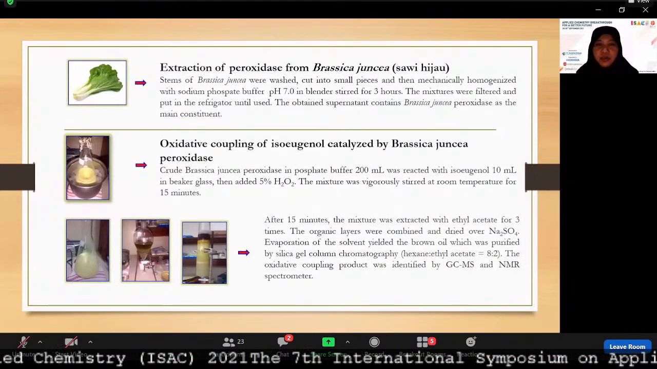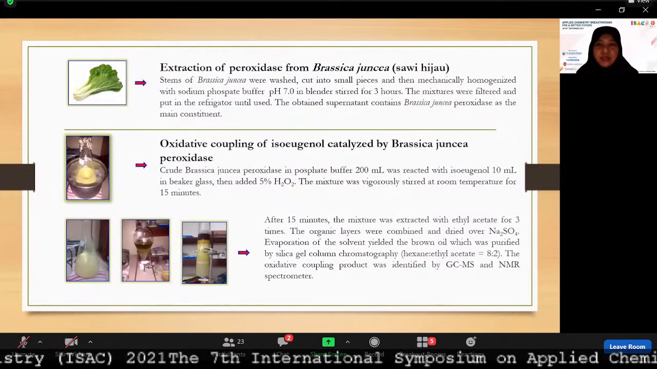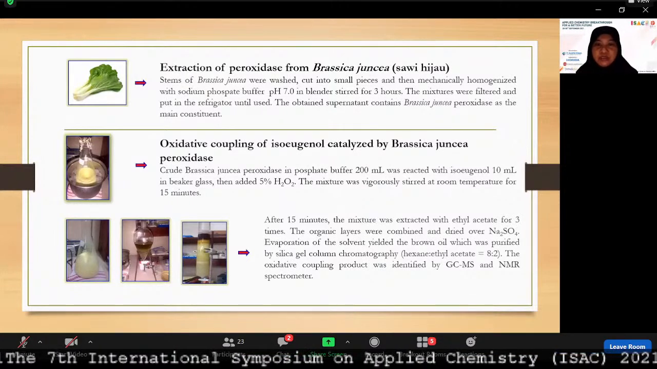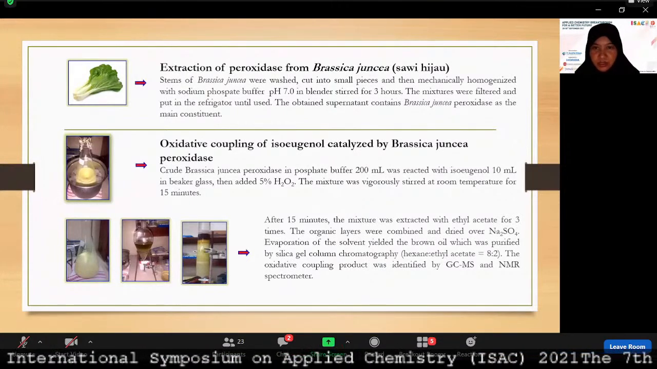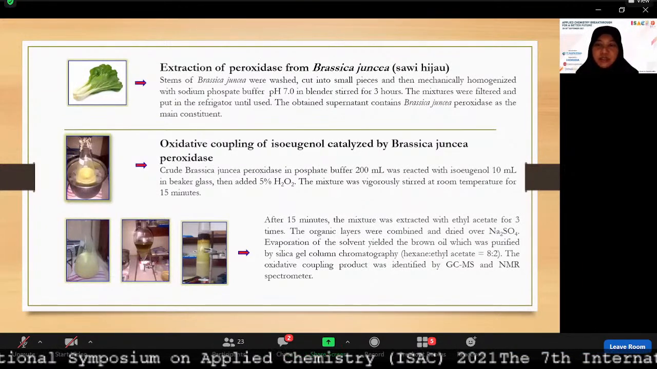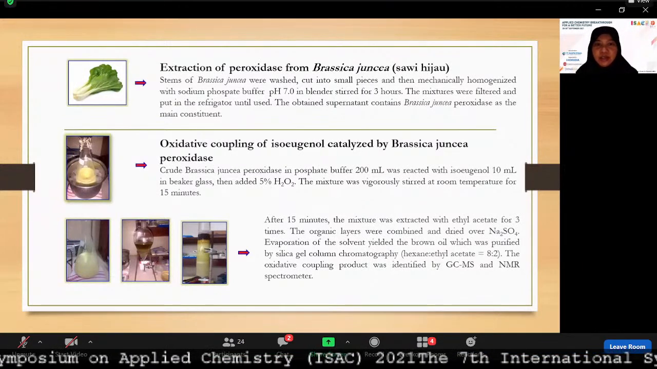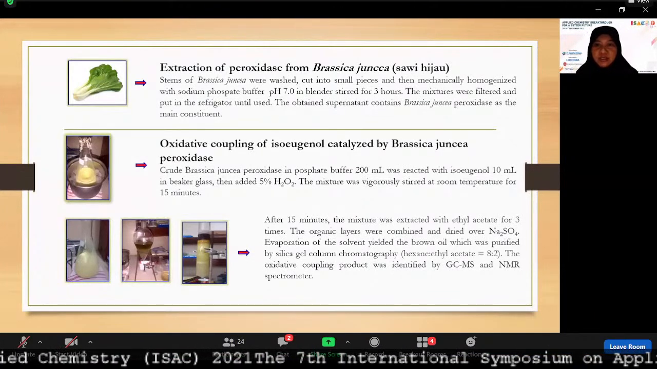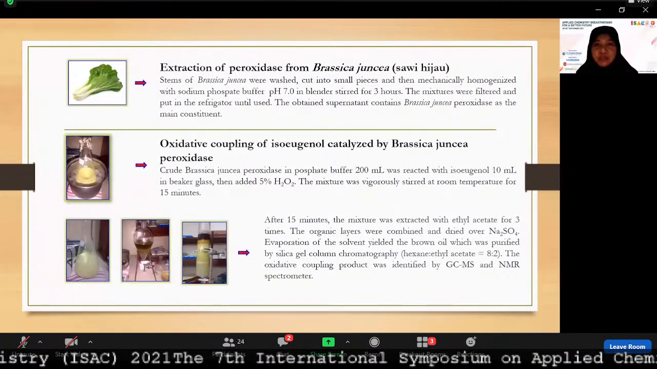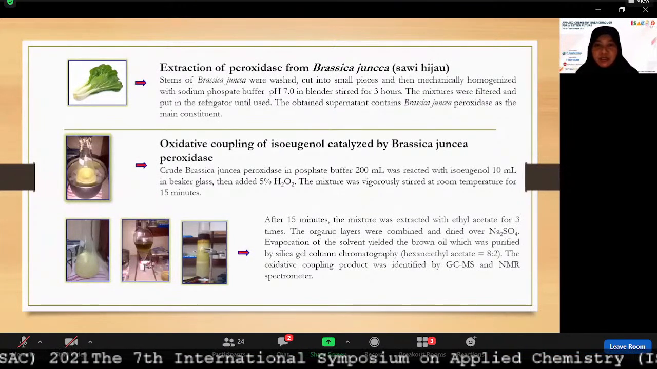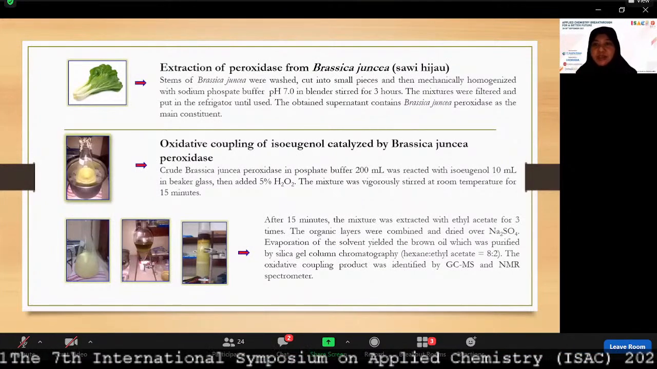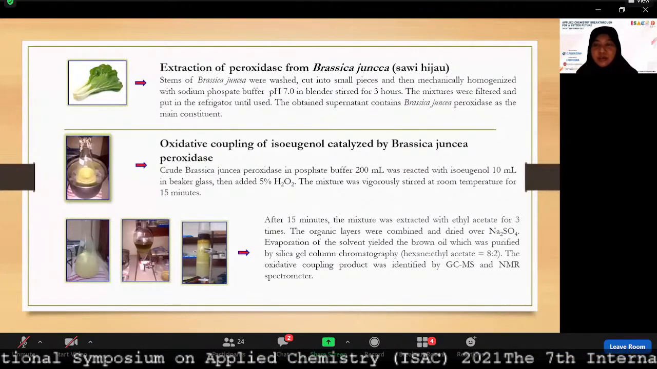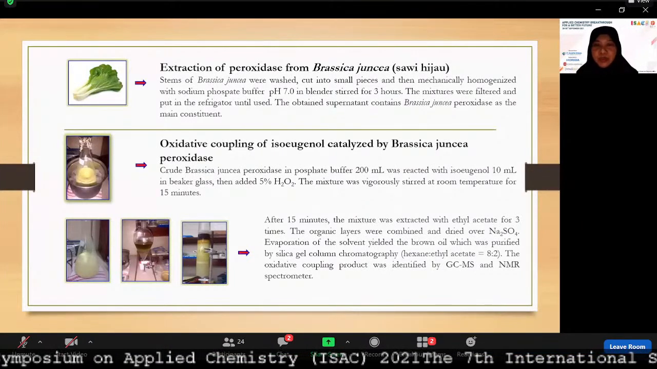Next step, oxidative coupling of isoeugenol catalyzed by Brassica juncea peroxidase. Brassica juncea peroxidase in phosphate buffer, 200 ml, was reacted with isoeugenol, then peroxidase was added. The mixture was vigorously stirred at room temperature for 50 minutes. After 15 minutes, the mixture was extracted with ethyl acetate 10 times. The organic layer was combined and dried over sodium sulfate.